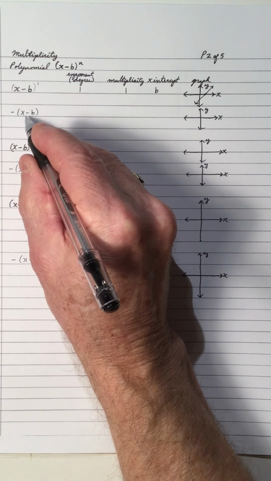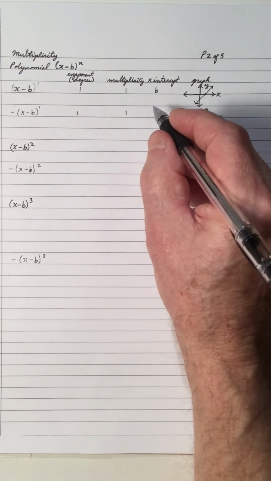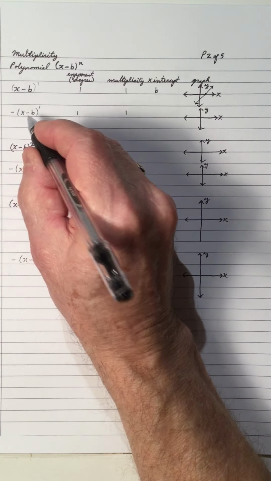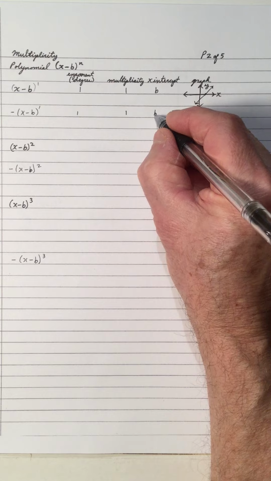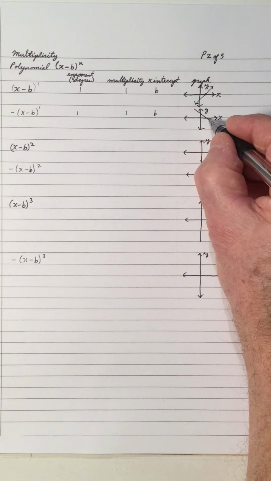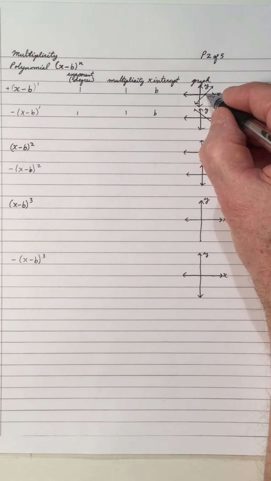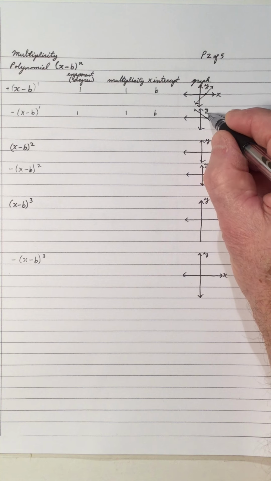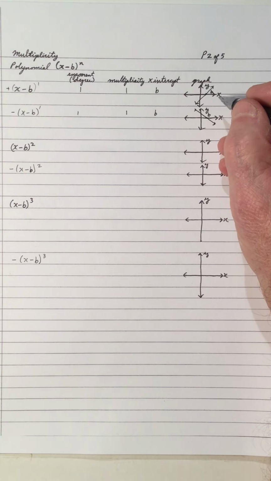Negative of x minus b, the exponent is 1. The multiplicity is 1 because the degree is 1. And the intercept would be the opposite of this, so the opposite of negative b is b. Let's say it's still in the same spot, but it's going down from there. Because it's positive right here, it's moving up from this x-intercept. Because it's negative, it's moving down from this x-intercept. If you want to call that a b, b could be any number on the x-axis.